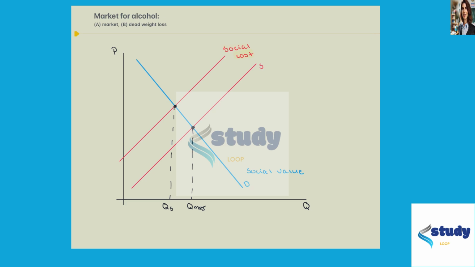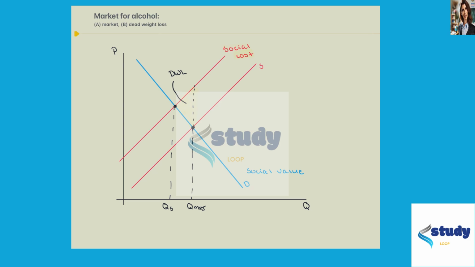And the deadweight loss occurs for the units of alcohol that are consumed when social cost is greater than social value. So what we can see here is that if we were to increase our market quantity, some people are going to be consuming within this triangle right here. And this triangle is actually our deadweight loss, because these are the quantities of alcohol that are going to be consumed irregardless of the fact that social cost outweighs social value.